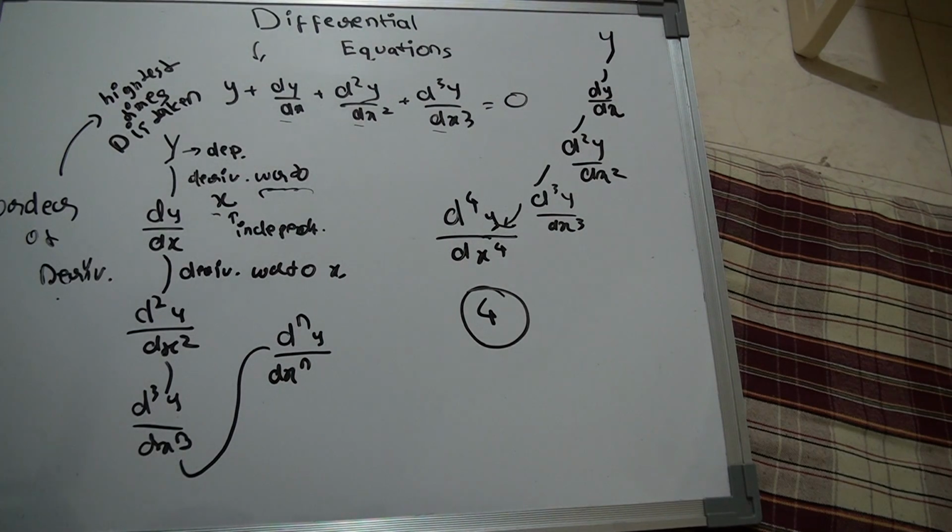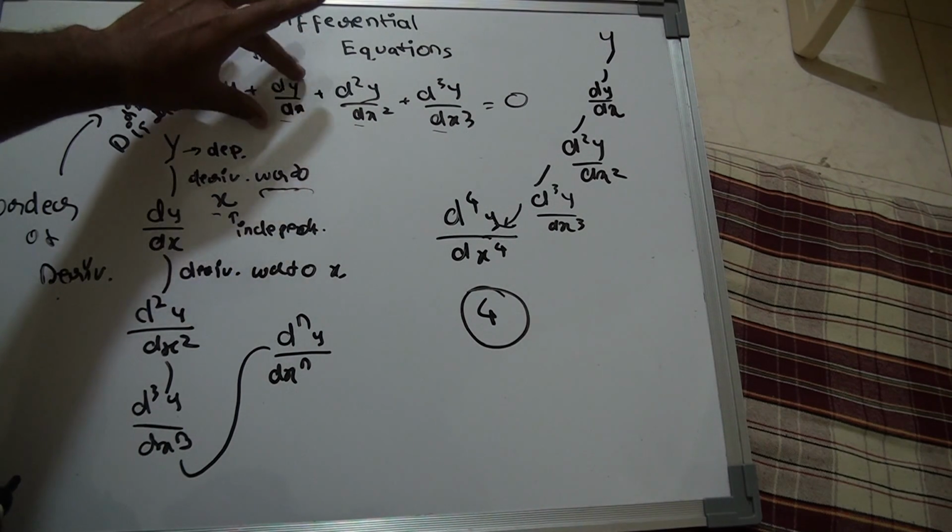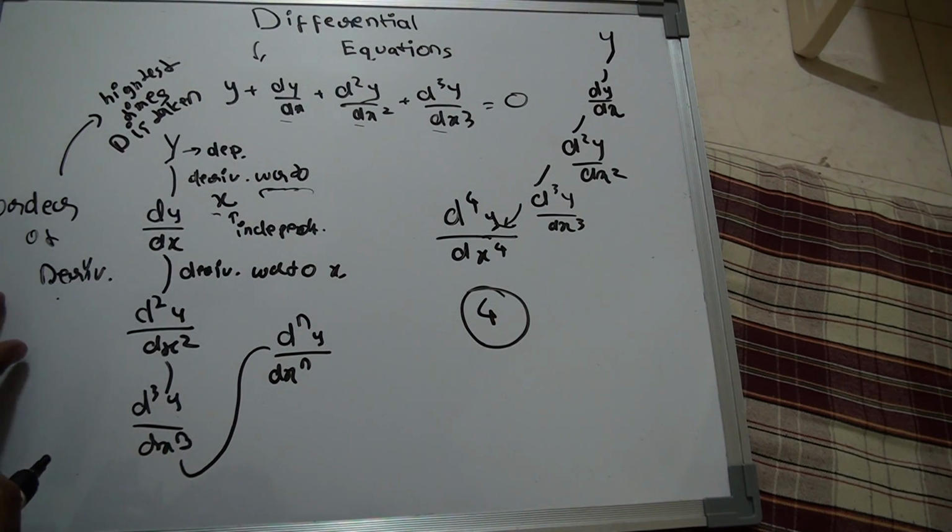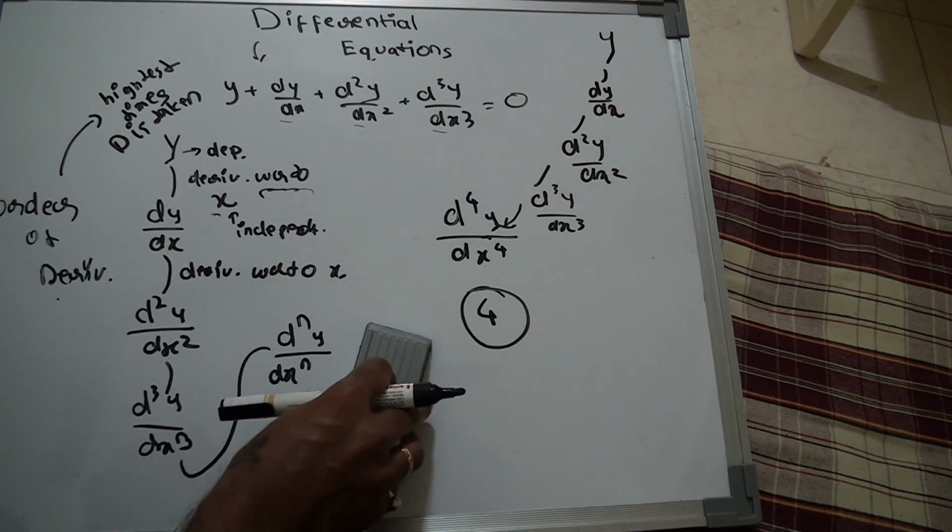It is the highest number of times the derivative is taken. That is the order of that equation. That is the order of derivative, or it is also called the order of differentiation. That particular term is called the order, the highest number of times the derivative is taken. Fine.